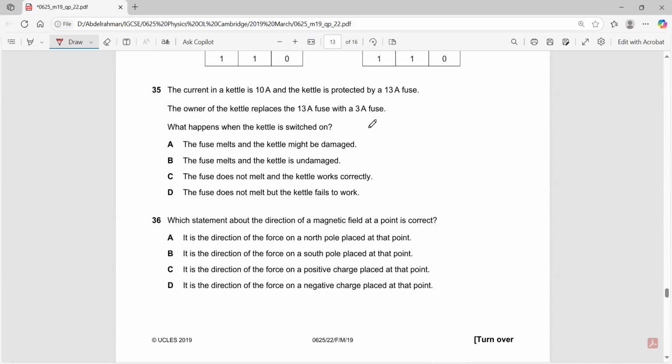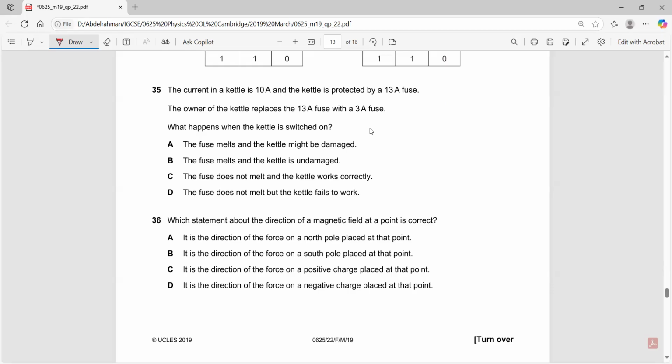35, the current in a kettle is 10 amps. It's protected by a 13 amp fuse. The owner of the kettle replaces the 13 amp fuse with a 3 amp fuse. What happens when the kettle is switched on? So the kettle wants 10 amps of current, right? What happens when you switch it on? The fuse will automatically melt because of the high current.